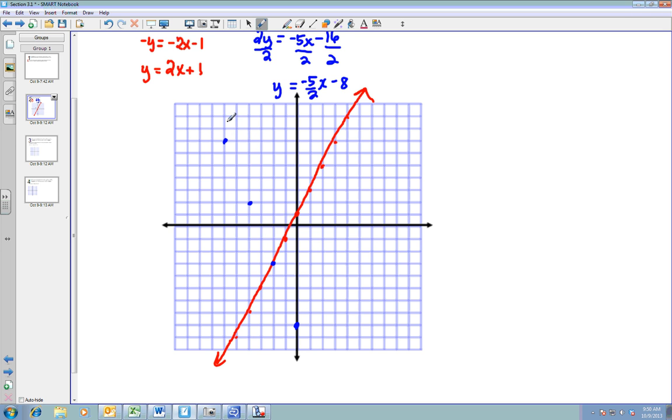Now we can tell just by looking where these two lines intersect. It's that point right there. I'm going to go ahead and draw my line in.